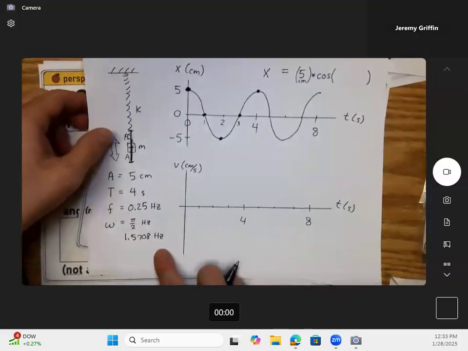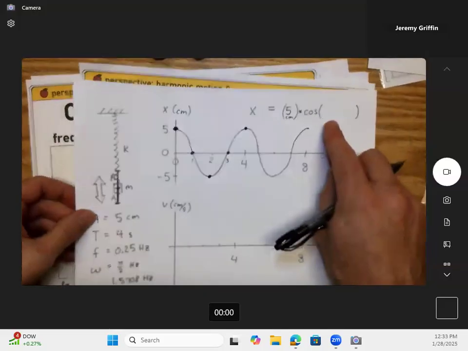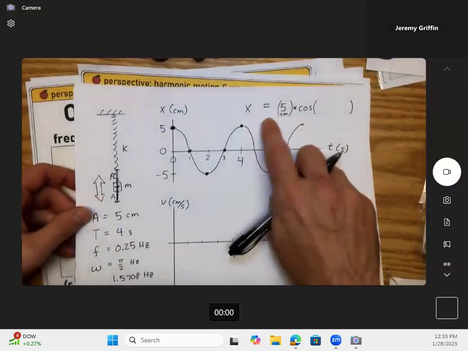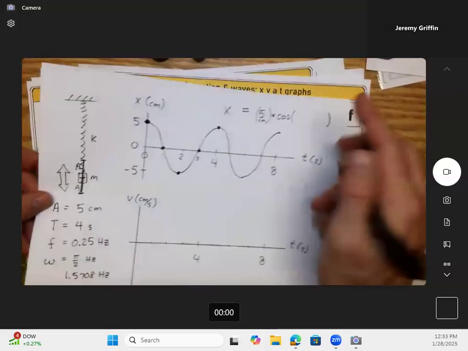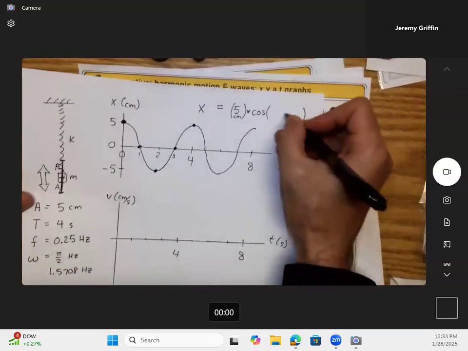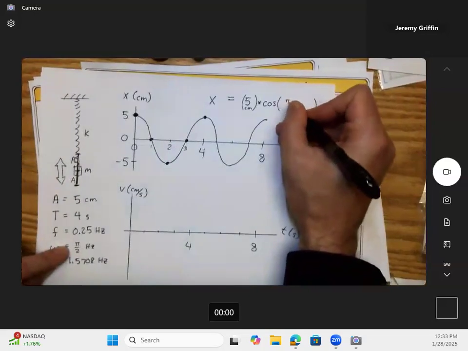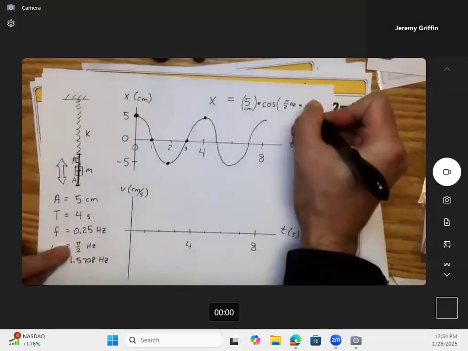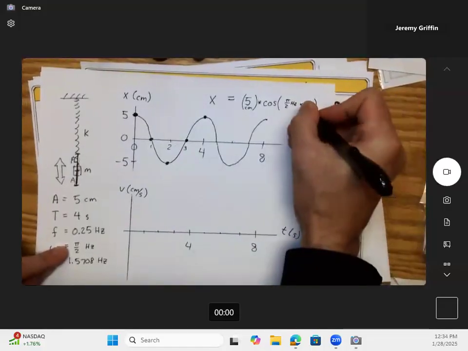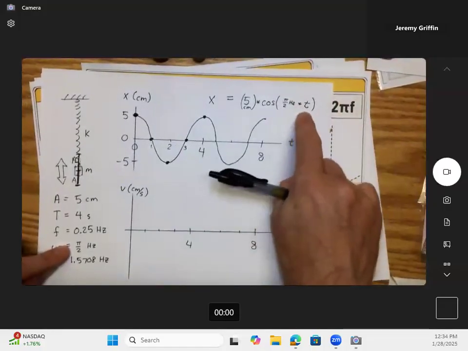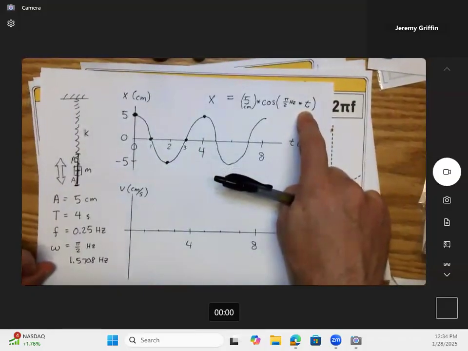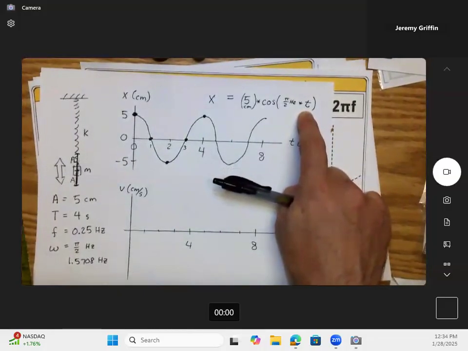Now we can finally finish this equation. So I got x equals 5 centimeters times cosine. And what goes right here inside the cosine? Is it pi over 2 hertz times however much time has elapsed in seconds, t? And then in place of this t, you can put 1 second, 2 seconds, 3, however many seconds have passed. You see that?